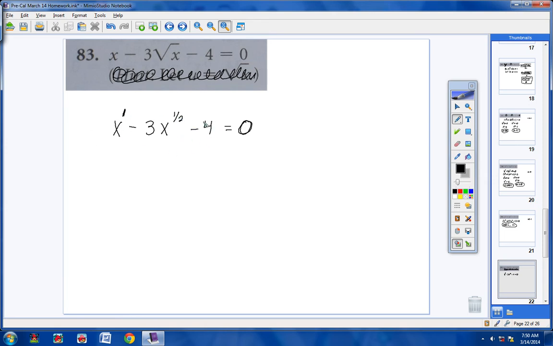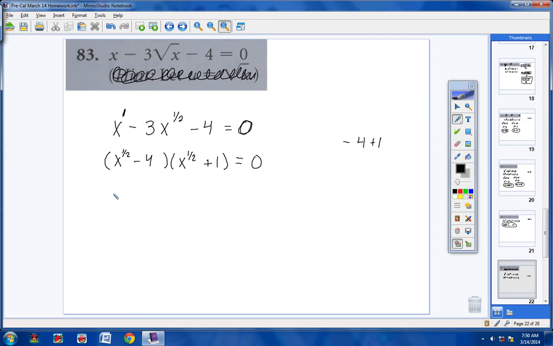So what two numbers multiplied together give me a -4, and when added together give me a -3? Well, I'm thinking of these two numbers right here. If I multiply these two numbers, I get a -4, and if I combine these two numbers, I get a -3. Okay, so I'm ready for my 2 parentheses. Look at your middle term. It's x to the 1/2. So I'm going to write x to the 1/2 -4, x to the 1/2 +1.